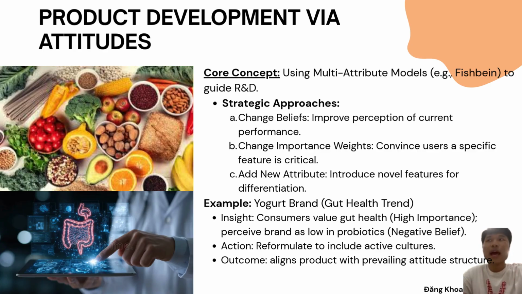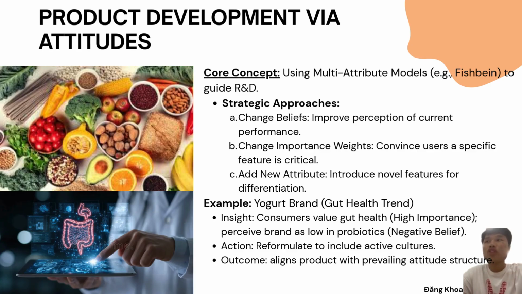Finally, we look at how attitudes drive product development. Using models like the Fishbein multi-attribute model, we can mathematically identify which attributes a product is lacking in the eyes of the consumer. There are three primary strategies here. First, we can change beliefs. For example, if consumers think our brand is unhealthy, we reformulate and communicate the change.